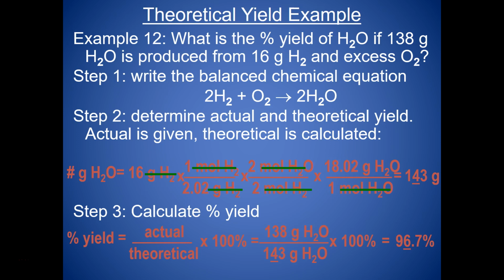I actually had professors in college that the highest grade you could get on your lab was based on your percent yield. So if your percent yield was a 60%, even if you answered all of your lab questions correctly, the highest grade you were going to get on that lab was a 60%. So professors in chemistry take percent yield very seriously.